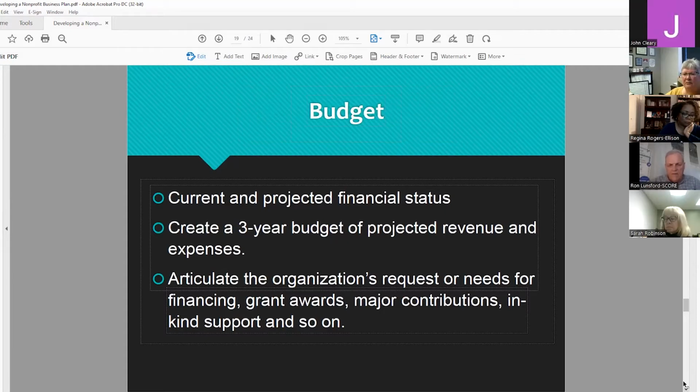Oh, budget. Everybody loves budget, right? So as I said earlier, you have to create a 3-year budget for your 1023 application with the IRS, which I can answer more questions about for you if you would like.